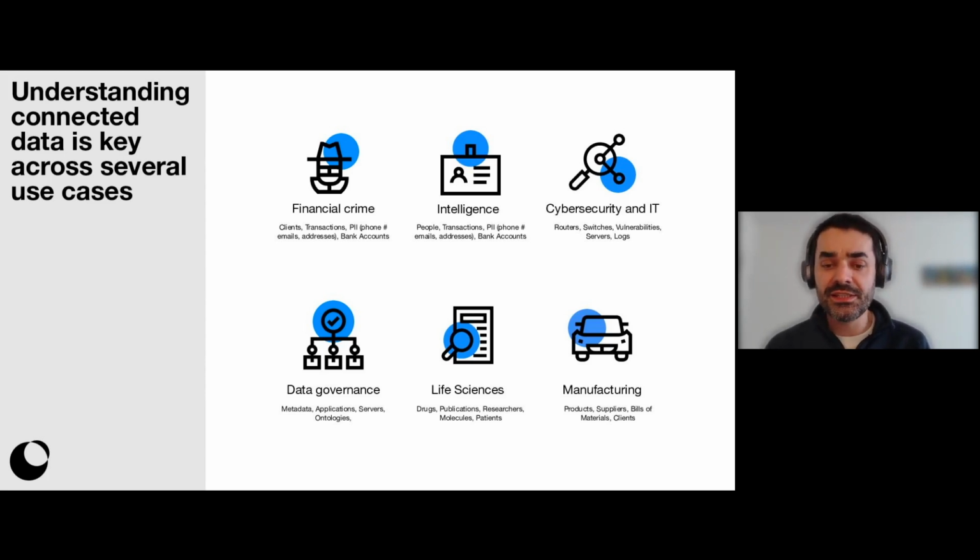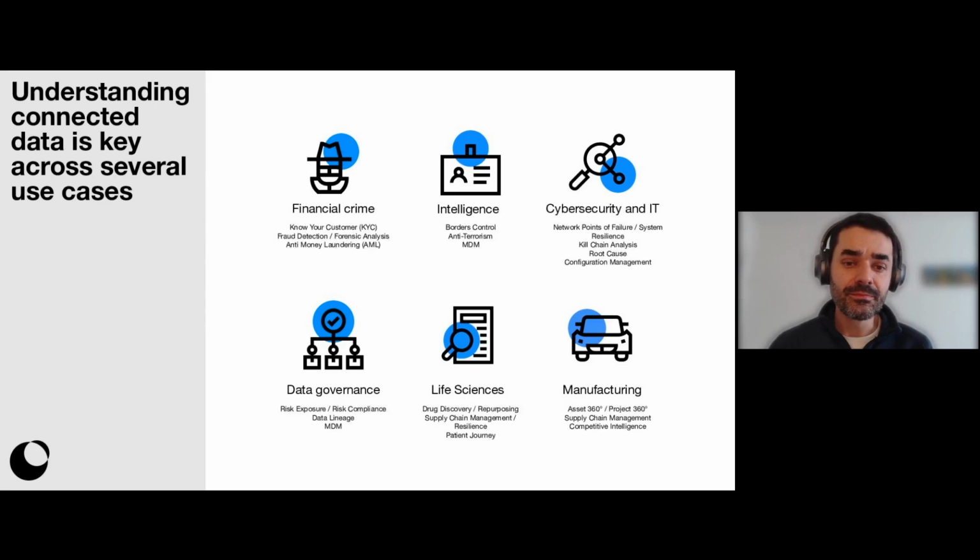In life sciences, people are interested in the relationships across entities such as drugs, publications, researchers, molecules, patients. In manufacturing, it can be relationships across products, suppliers, the bills of materials, and different clients. And understanding these different types of entities and relationships is really critical to unlock a lot of use cases.